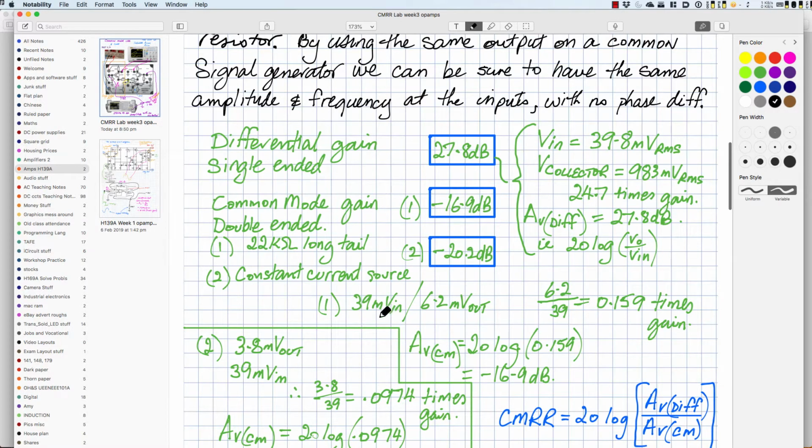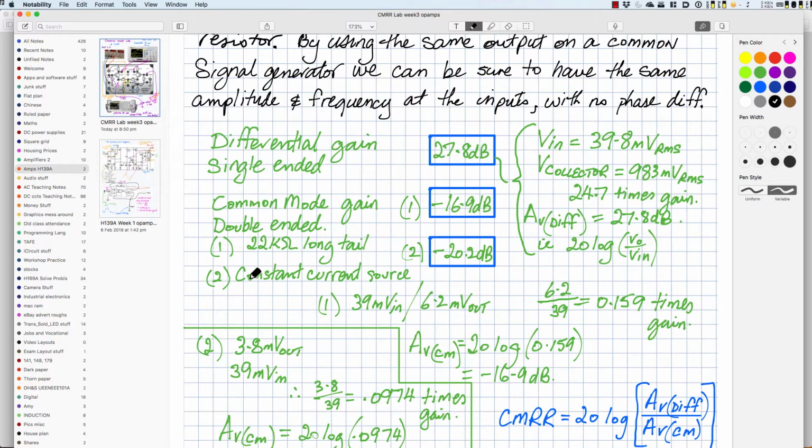and let's see how that happened. Number 1, I got 39 millivolts in. Now that's a little bit different to the 39.8 I had earlier. That's because now I've got the input going to 2 bases. Even though I've got isolation resistors there, it did drop the output just a little bit. I measured 6.2 millivolts out at the collector of Q1. 6.2 mV out divided by VIN, 0.159 times gain. To get the AVCM in decibels, 20 log of that value to give me minus 16.9 dB.